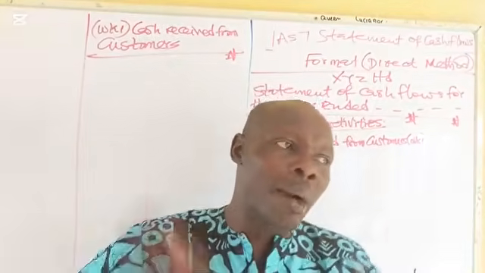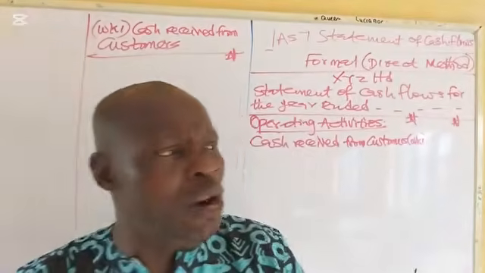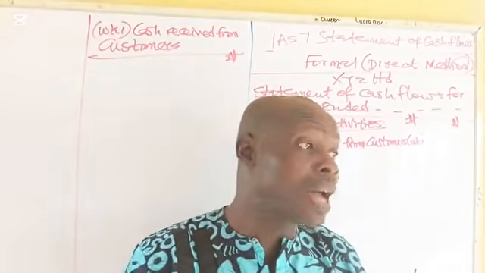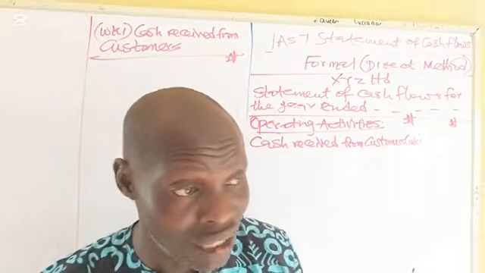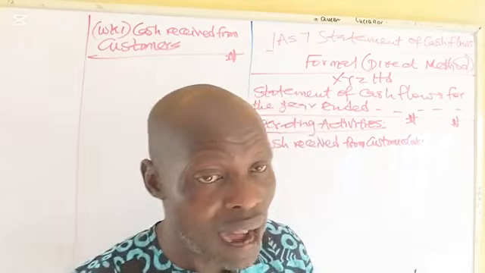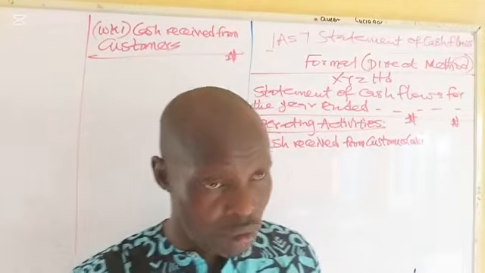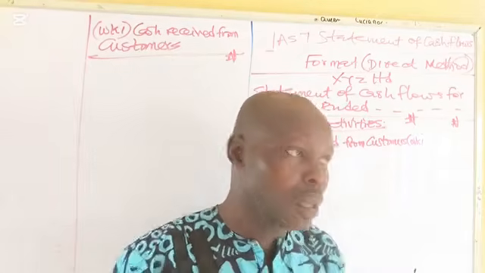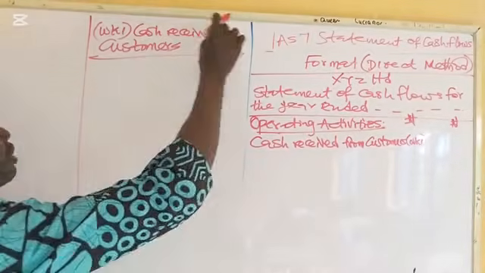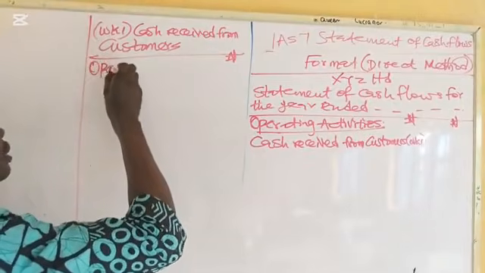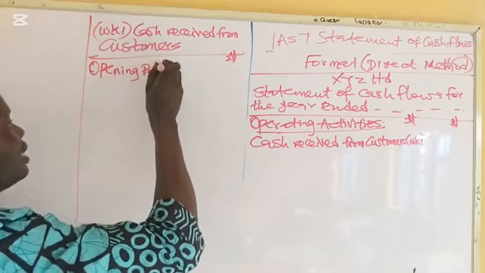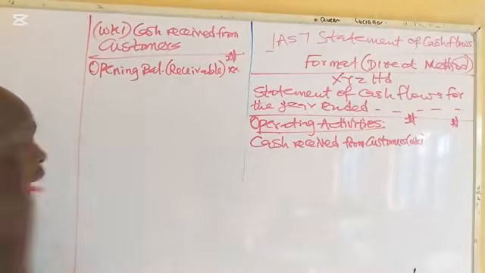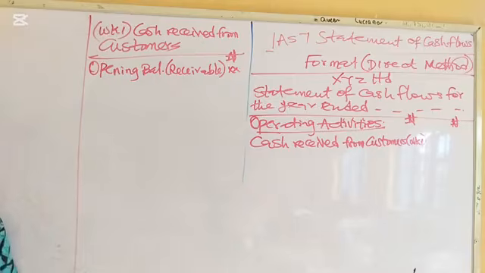That is the receivable. Customers are owing you this amount at the beginning of the period, and at the end of the period, this is the amount they are owing. In normal adjustments, I will always start with the opening balances. I've told you that the opening balances will be found in the opening statement of financial position. We start with cash received from customers, opening balance. That is receivables, the amount customers owe at the beginning of the period.